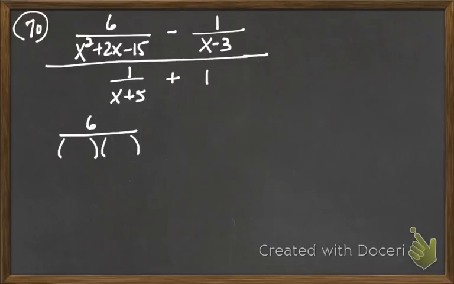So 15 is negative. My signs are different. How does that first denominator factor? Do y'all know and you're just not telling me? Positive 5 and negative 3.